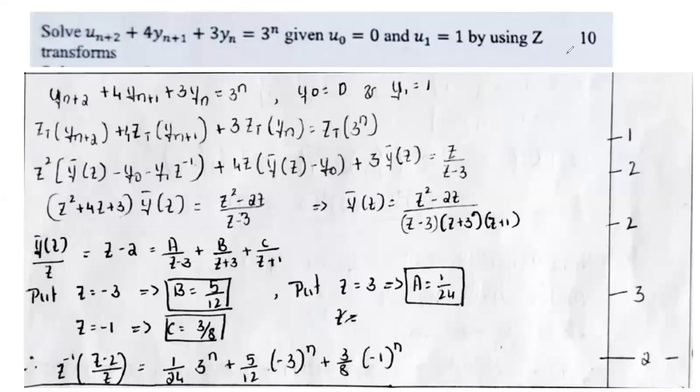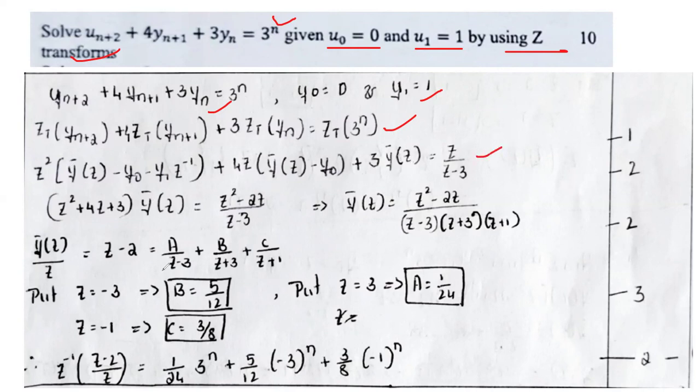Likewise, you will get another 10 marks question like u(n plus 2) plus 4 u(n plus 1) plus 3 u(n) is equal to 2 to the power n, given u(0) equal to 0, u(1) equal to 1, by using Z transforms. The initial conditions are also provided. What you can do is apply the Z transform throughout the equation, on the LHS as well as the RHS. So like this I'll be getting.